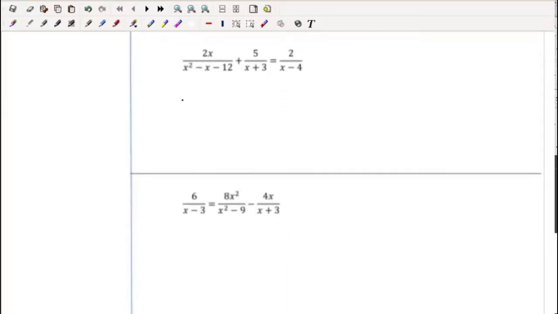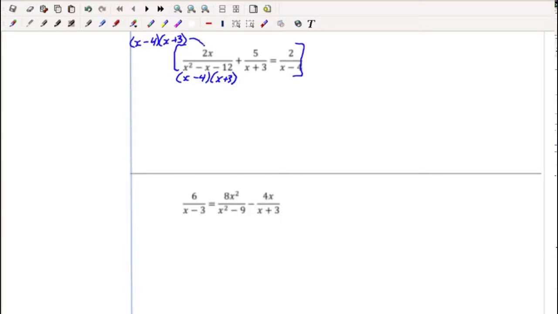Alright, similar idea here, but in order to find our lowest common multiple, we're going to have to factor our denominator. So we're going to factor this x squared minus x minus 12 into an x minus 4 and an x plus 3. And what do you know, that just happens to be my other two denominators. So that is my lowest common denominator, my lowest common multiple of the denominator. So I'm going to multiply every single term by x minus 4, x plus 3.